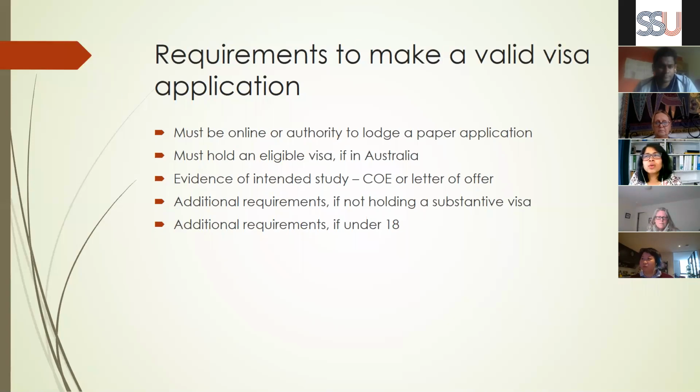Okay, so there are requirements to make a valid visa application, as well as requirements to be granted a visa. I'm going to discuss very briefly the requirements to make a valid visa application. The application must be online, or you should have authority to lodge a paper application. There are very, very limited circumstances in which the department would grant authority to lodge a paper application. So basically it's online. And you should hold an eligible visa if you are in Australia.